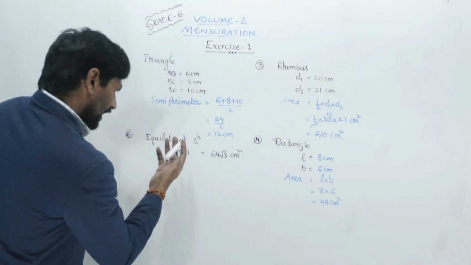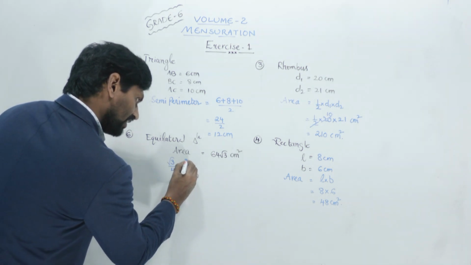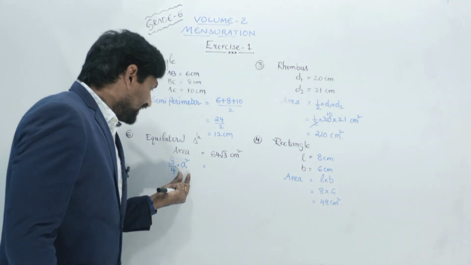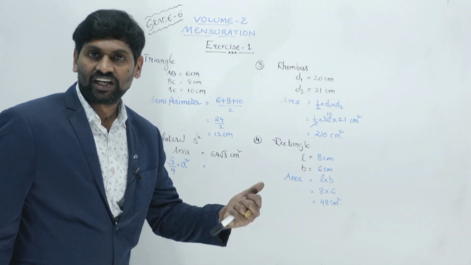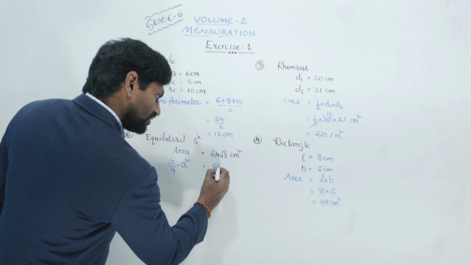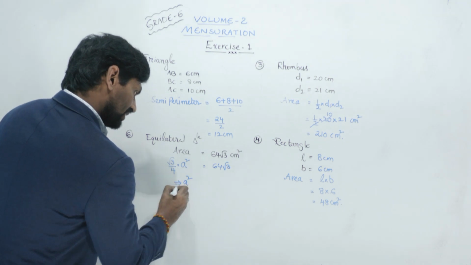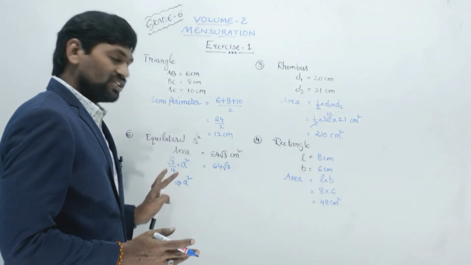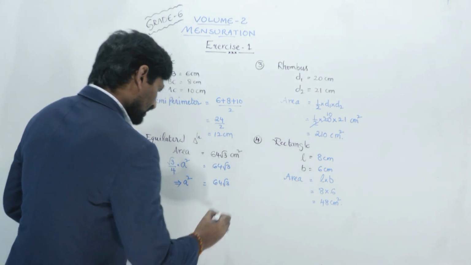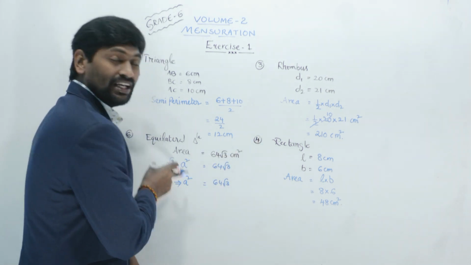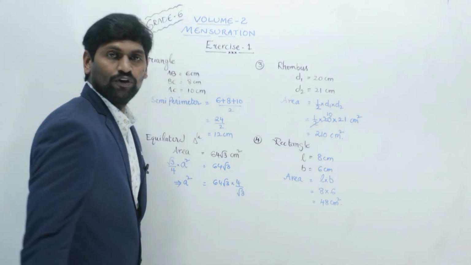I am applying the area formula here: root 3 by 4 a square, where a is the length of the side of the equilateral triangle, equals 64 root 3. Now keep a square, that means keep the variable, and transpose the constant term to the right hand side. Root 3 by 4 is multiplying, so when you transpose it divides, so it will be 4 by root 3.